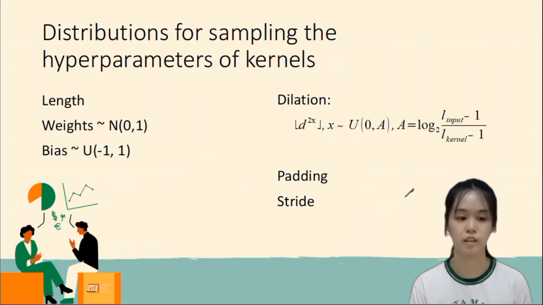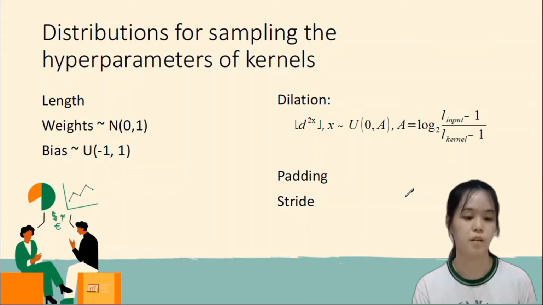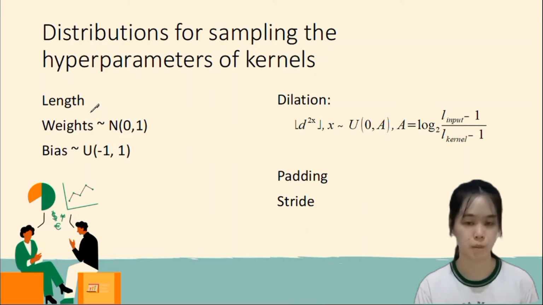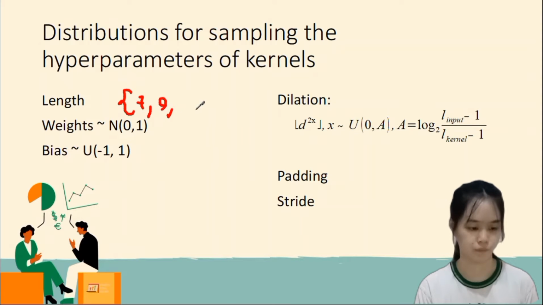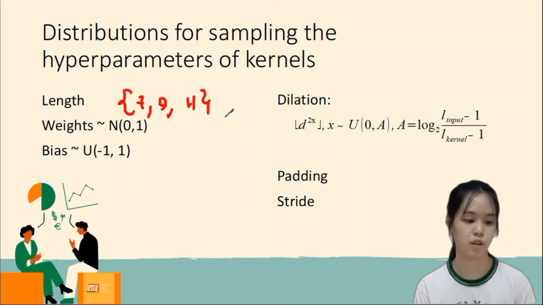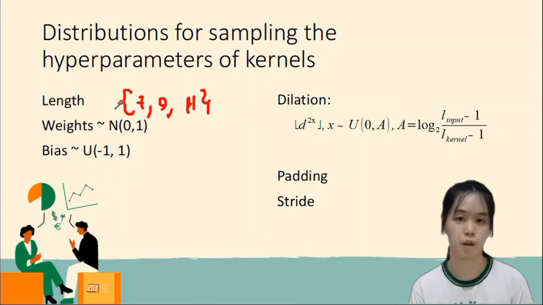I said earlier that the kernels are randomly generated, because we have many hyperparameters to choose from. The first parameter is the length. The length is either 7, 9, or 11. The length of the kernel is going to be one of these 3, and each value has the same probability.